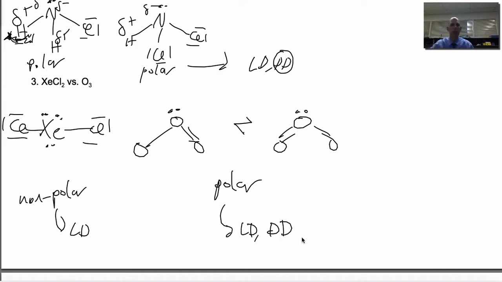Okay, so we don't need to talk about hydrogen bonding. We don't need to talk about polarizability. We don't need to talk about anything like that. Let's look at this here.